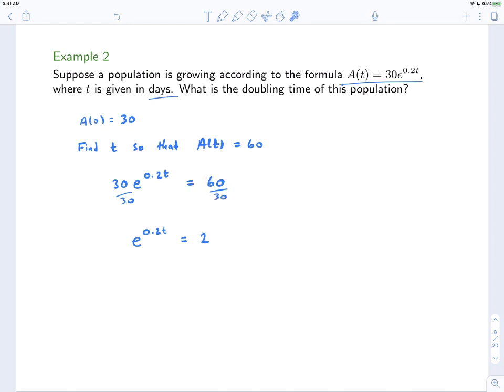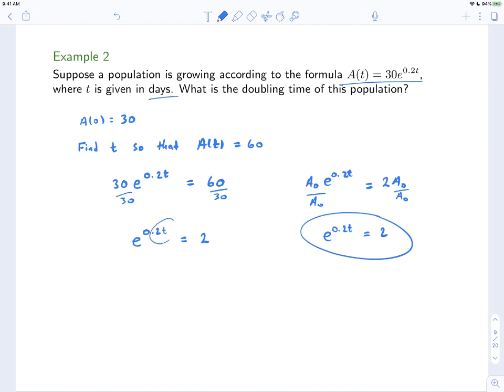And then the first thing you do is divide by that initial population size. So regardless of what that population was, if we just started with a0 times e to the 0.2t, and we wanted that to double, we would just write 2 times whatever that value was. So the first thing we do is divide by a0. And then we have e to the 0.2t is equal to 2. So it would always be the same regardless of the initial population size. Okay, well, what do we do now?